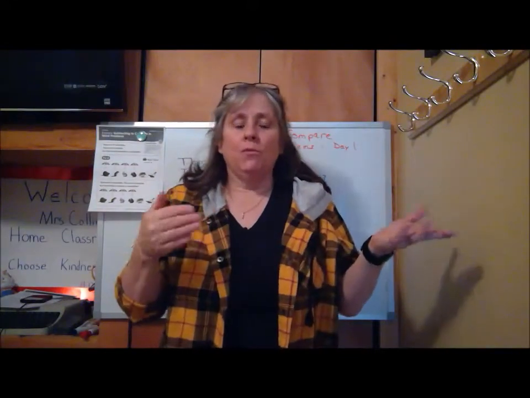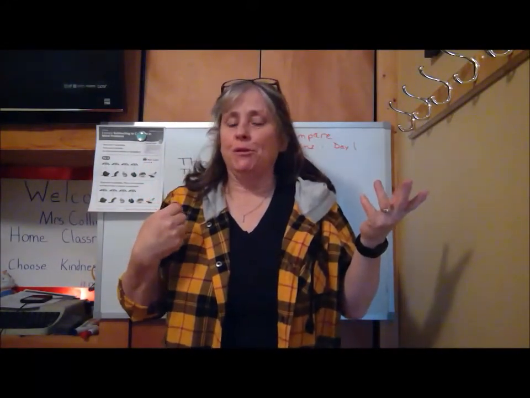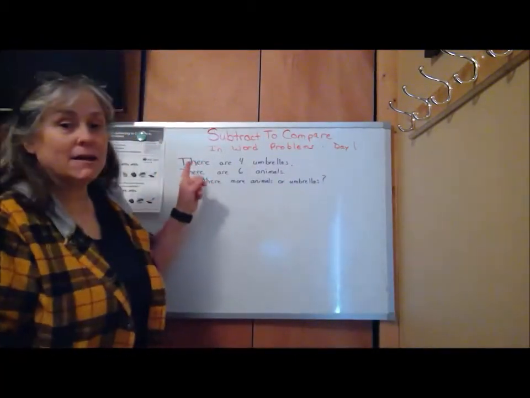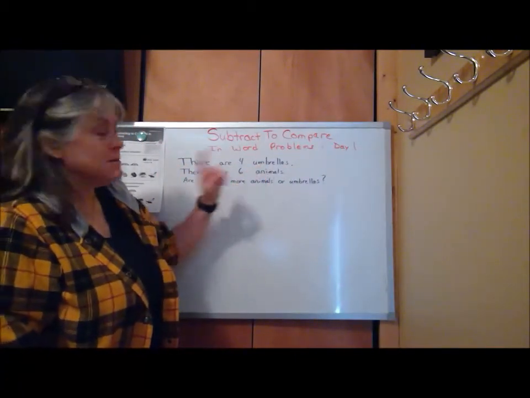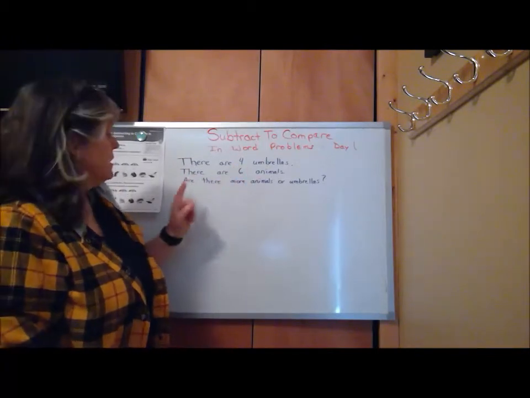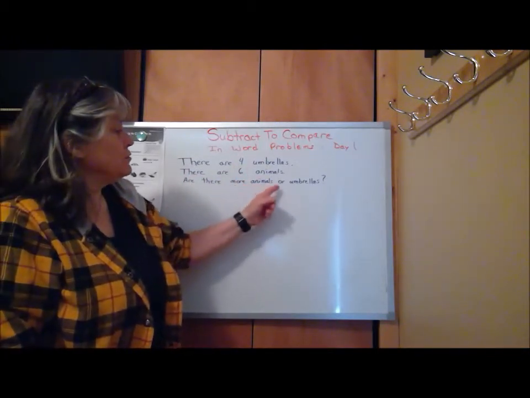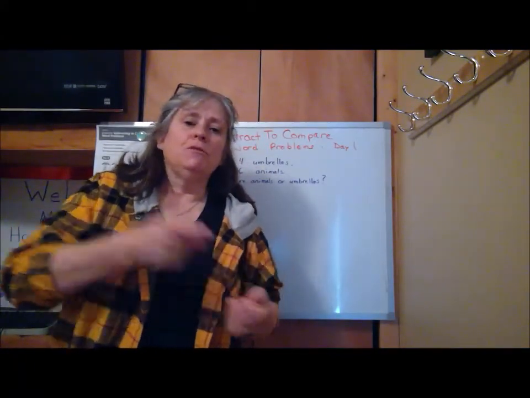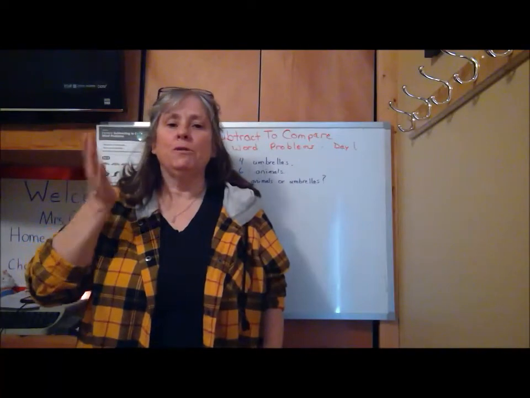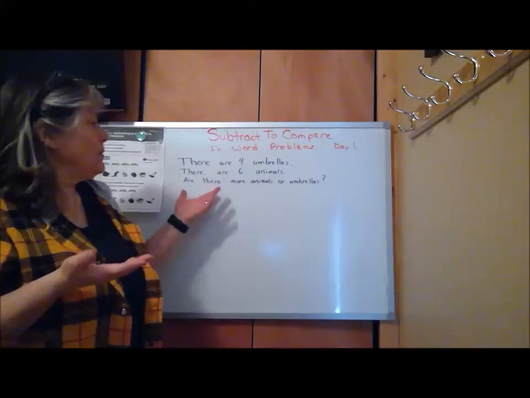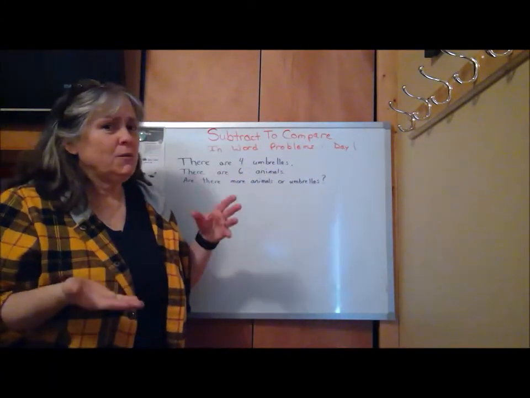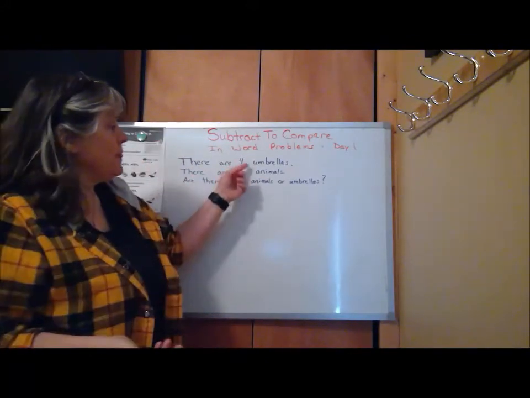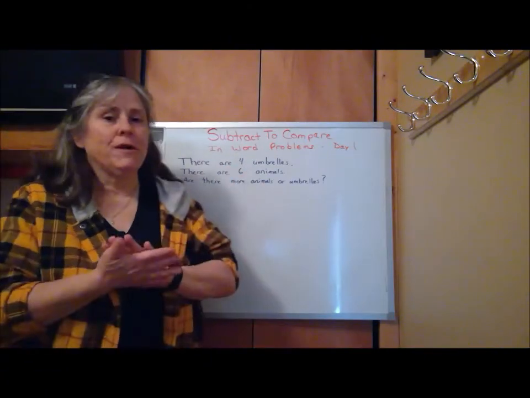And in a word problem, we always have to figure out if that's really what we need to do. So let's take a look at our word problem like we do all of our problems. And it says, there are 4 umbrellas. There are 6 animals. Are there more animals or umbrellas? All right, so every time we read a math problem, the first thing we do is think, what are we talking about? So we're talking about umbrellas and animals. So that's kind of weird. Usually we're talking about one thing. But we're going to compare the number of umbrellas to the number of animals.